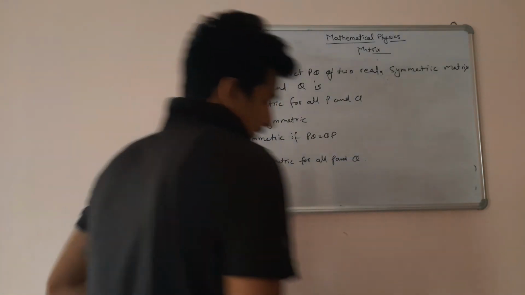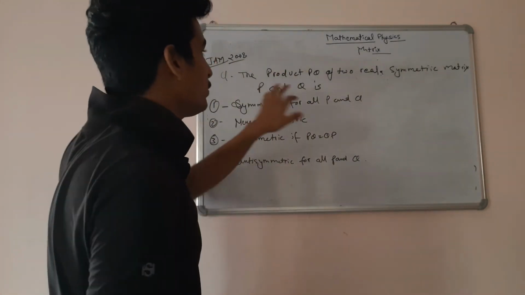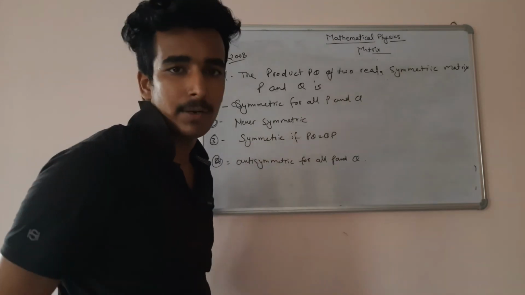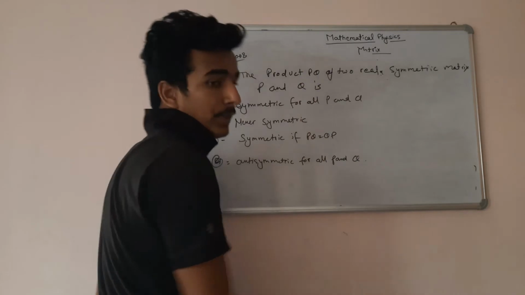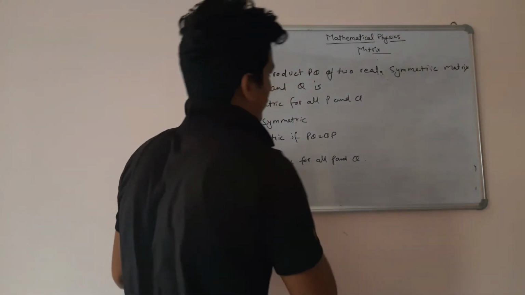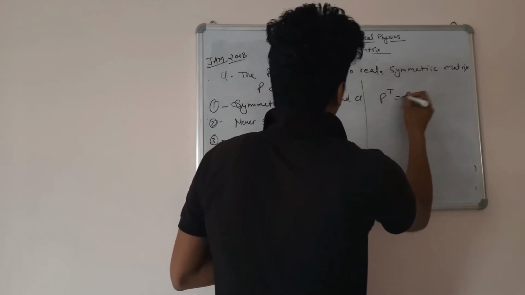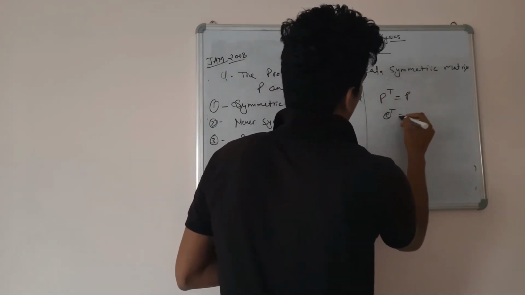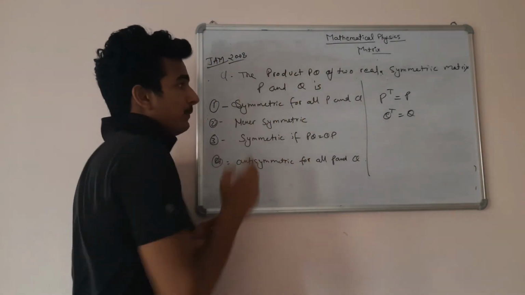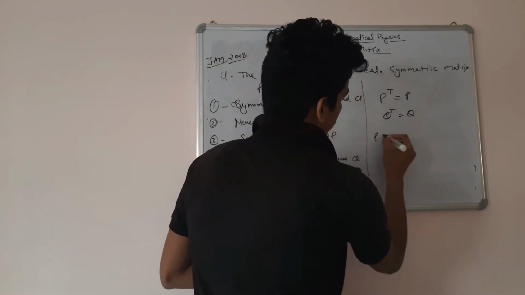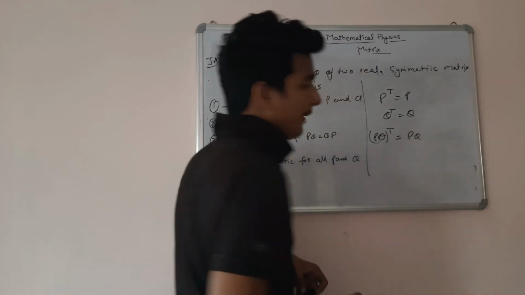So what this question is saying to us is that there are two matrices P and Q. These two matrices are real and symmetric. Now we have to tell about their product PQ. What is the definition of a symmetric matrix? If P is symmetric, then P transpose equals P. If Q is symmetric, then Q transpose equals Q. Now check the symmetry of PQ. If PQ has to be symmetric, then this condition has to be satisfied.